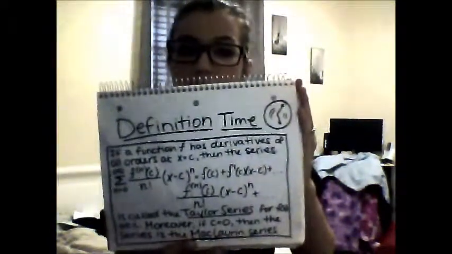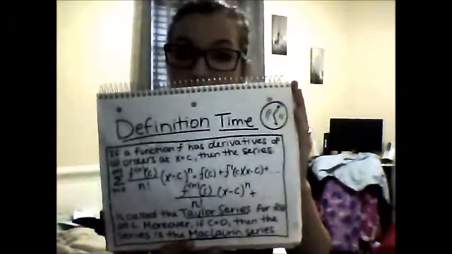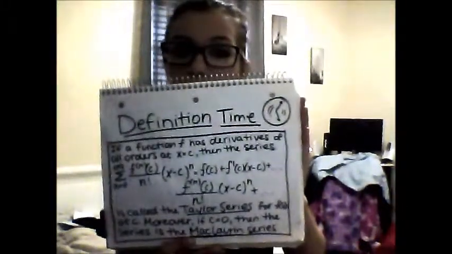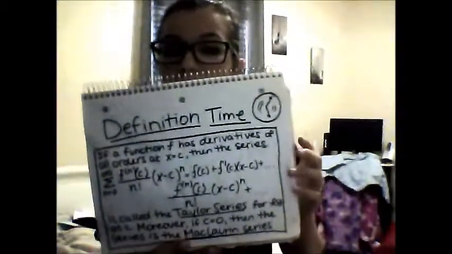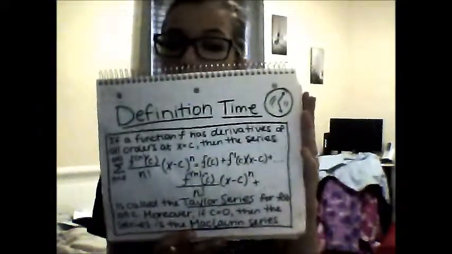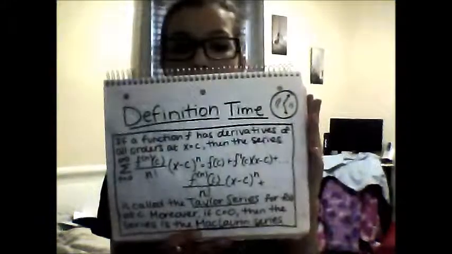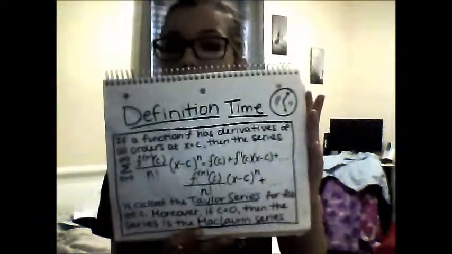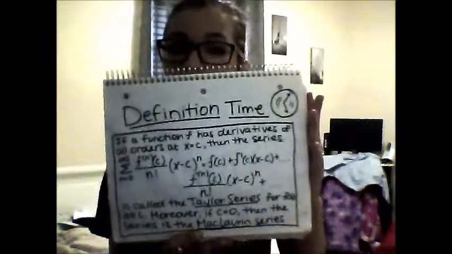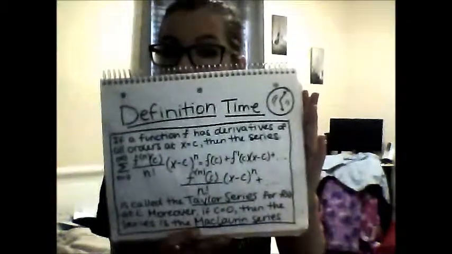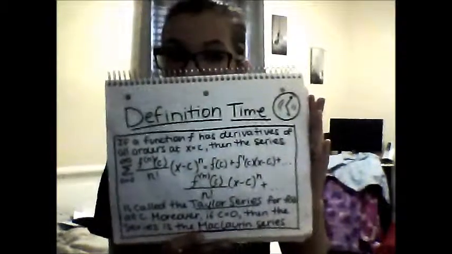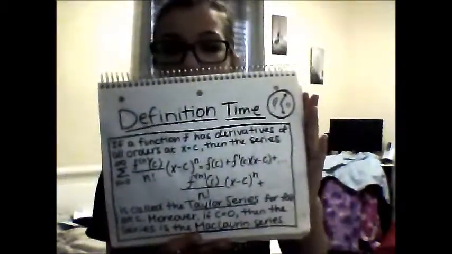Alright, so let's start by defining what a Taylor series and a MacLaurin series is. The very formal definition says if a function f has derivatives of all orders at x equals c, then the series f^(n)(c) over n factorial times (x minus c)^n is equal to f(c) plus f prime(c) times (x minus c) plus it goes on, but again it goes back to the form f^(n)(c) over n factorial times (x minus c)^n. As you continue deriving, obviously n will continue to increase.